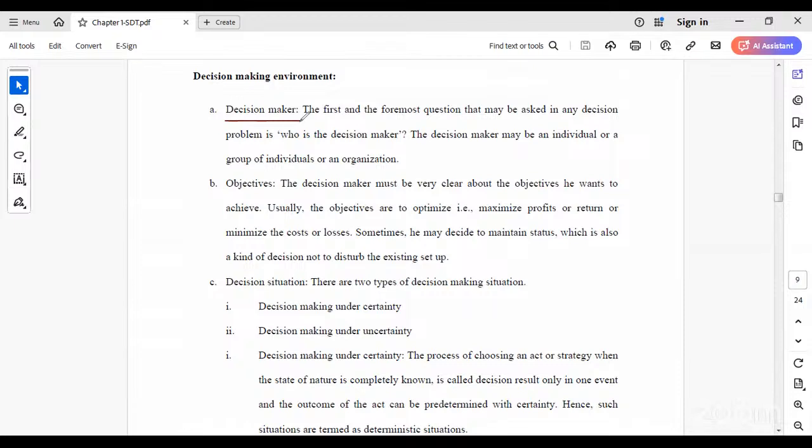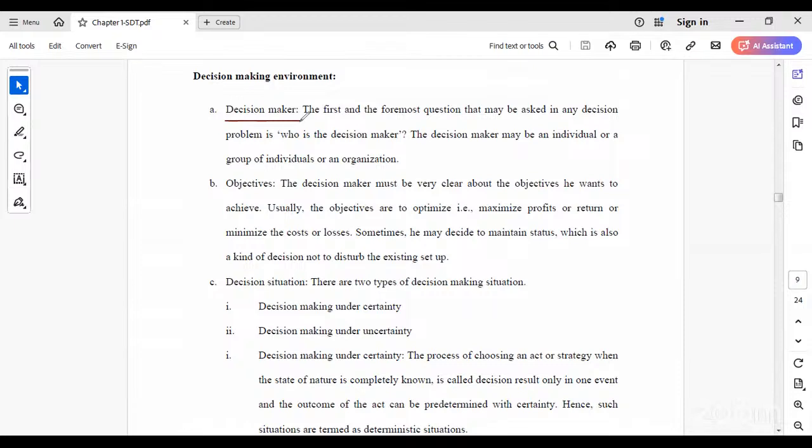The next, a group of individuals or an organization. So the decision makers are, in this way, an individual, a group of individuals, or an organization. These three groups of people are there.